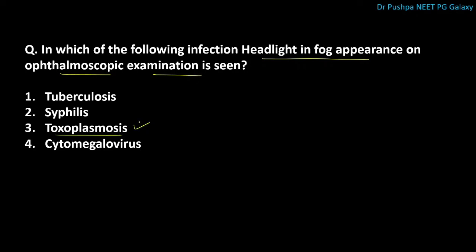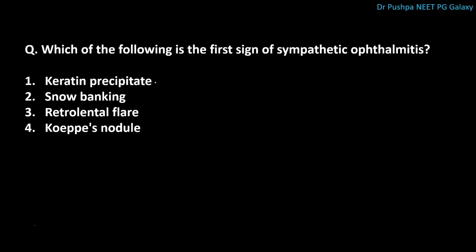Pigmented lesions are seen at macula. Which of the following is the first sign of sympathetic ophthalmitis? The correct answer is retrolental flare.